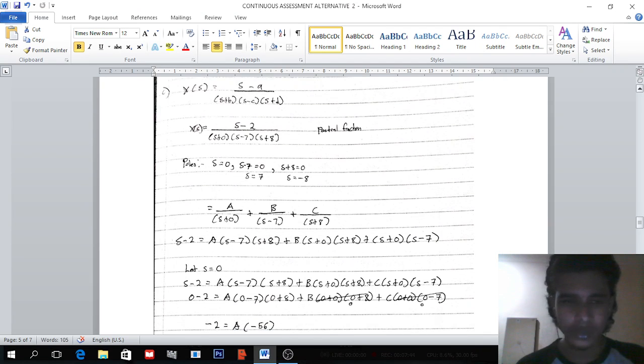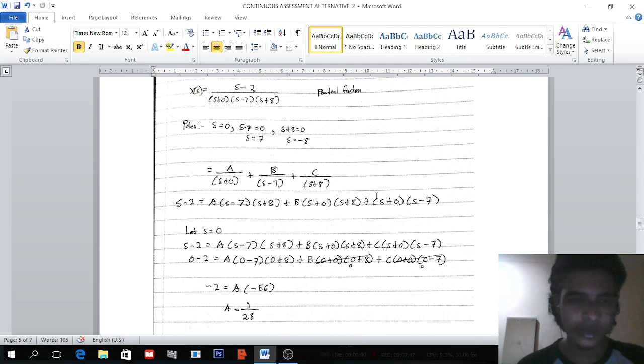So as for this, it's a partial fraction, so we need to change it to A, B and C. As for A, it's s plus 0; B, s minus 7; C, s plus 8. So s minus 2 is equal to A(s minus 7)(s plus 8), and B(s plus 0)(s plus 8), plus C(s plus 0)(s minus 7). We need to do A to B and A to C, and next C to B and C to A.